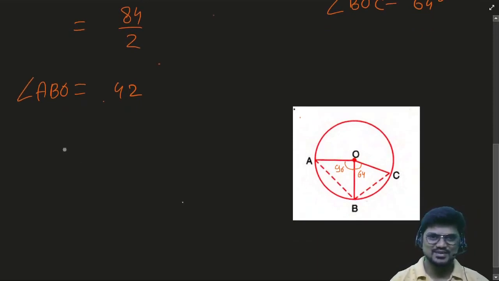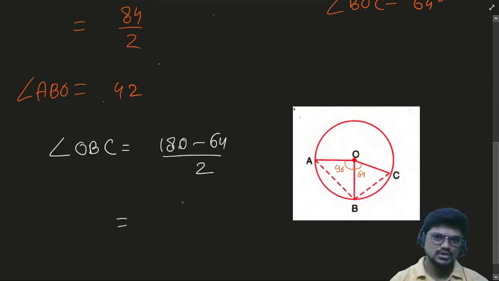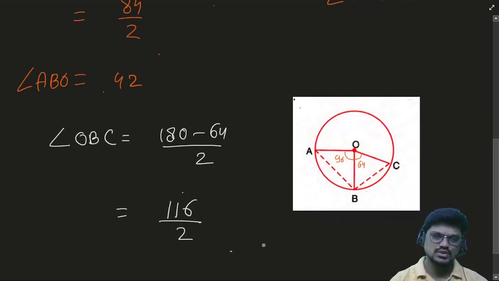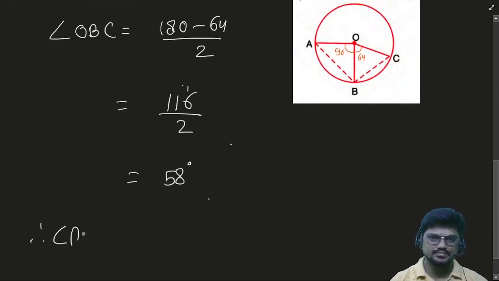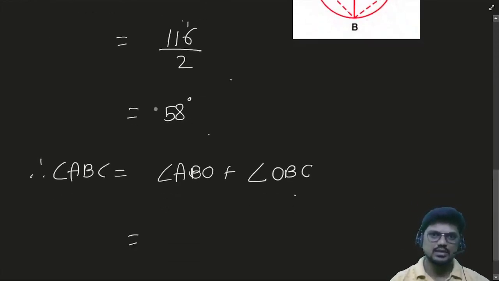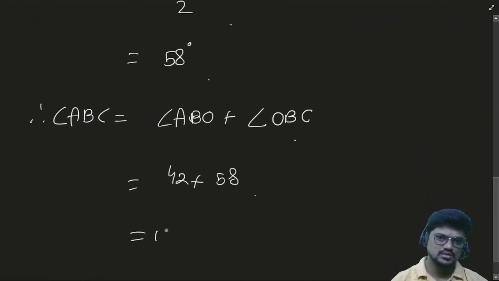Let it be. Okay, then angle OBC, if I want to find, it will be 180 minus 64 divided by 2. So that is 10 minus 4 is 6, 7 minus 6 is 1, and 1 by 2. So the answer is 58, right? So angle ABC will be equal to angle ABO plus angle OBC. So angle ABO is 42 plus angle OBC is 58. So the answer is 100.